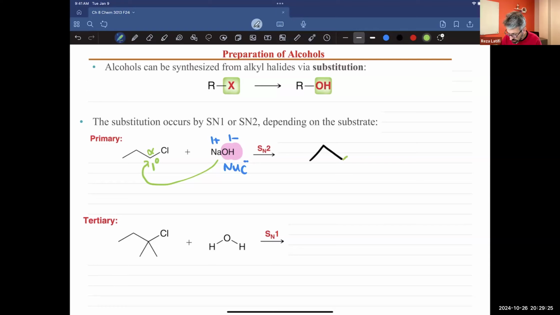And OH will show up wherever we had the halide. This is the alpha carbon, and now we got a primary alcohol. And the second product will be sodium chloride.